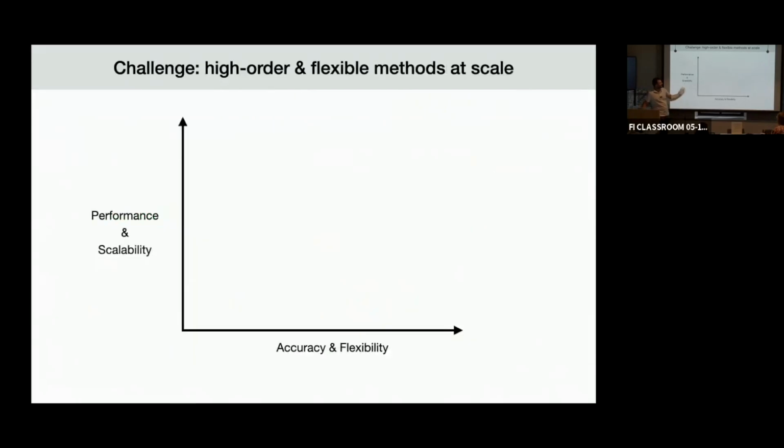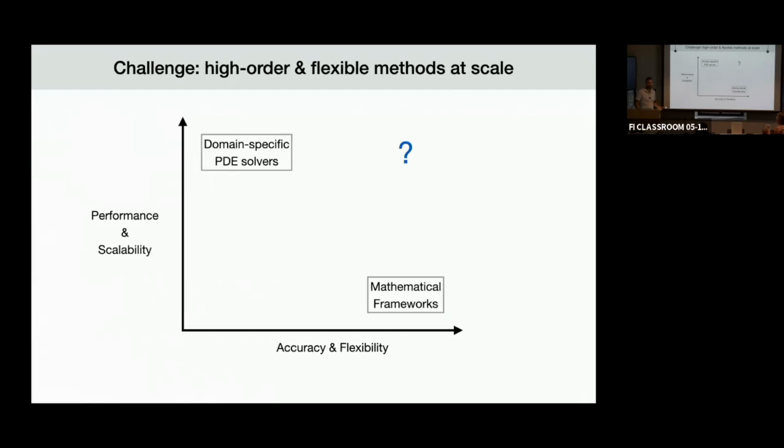So if you think of this space of accuracy and flexibility versus performance and scalability of PDE solvers, I think the domain-specific scientific solvers are up here, right? They tend to be low order for specific problems, but very high performance because they want to do high Reynolds number flows. And mathematical frameworks are on that side. And the question is really, can we use modern software engineering and also modern mathematical methods today to try to move up towards the upper right of this plot and combine both of these things?